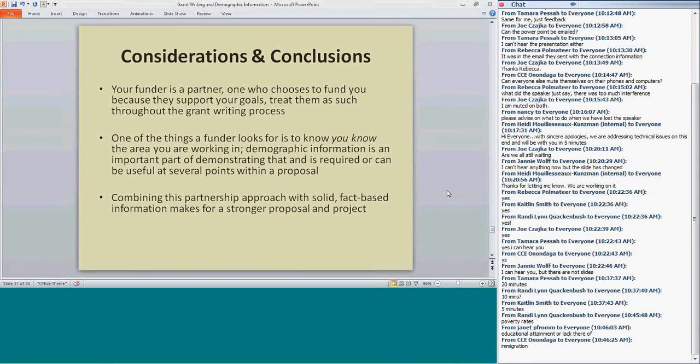So stay in touch with them. The funder wants to know that you know the area you're working in, and demographic information is really a key part of making that clear. Again, telling the story that you want to tell and saying, I know what I'm talking about here. I think the other key part of this is that combining the partnership approach with solid fact-based information not only makes for a stronger proposal, but it does ultimately make you more informed about the project that you're implementing.